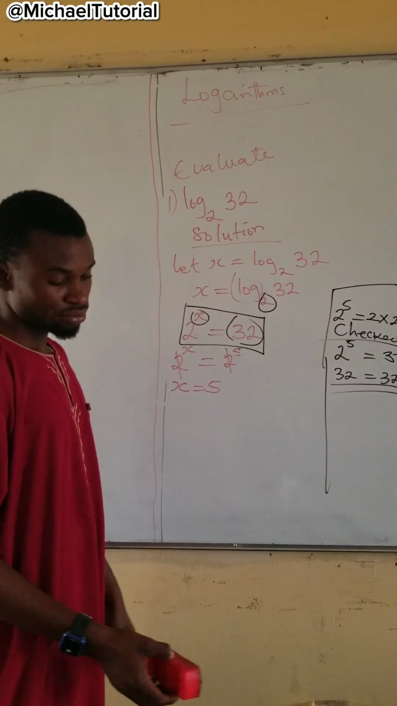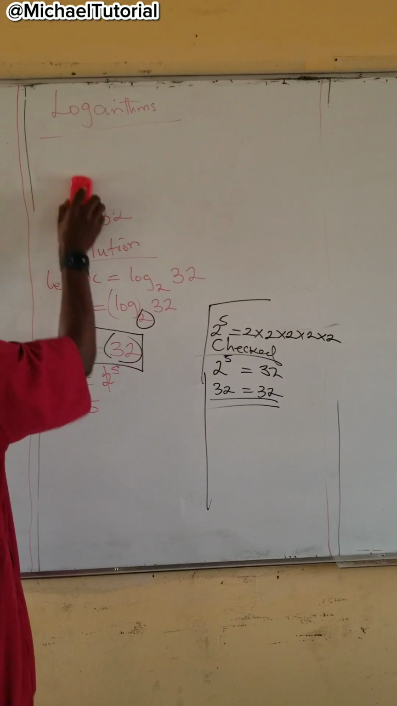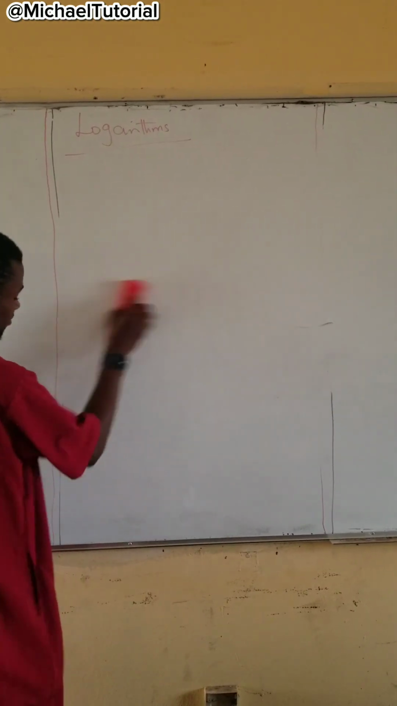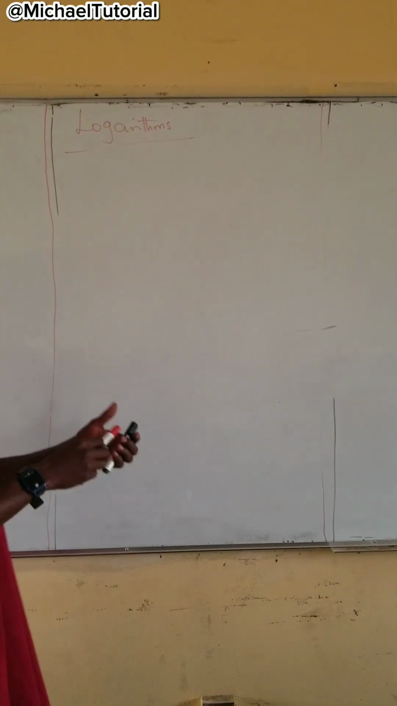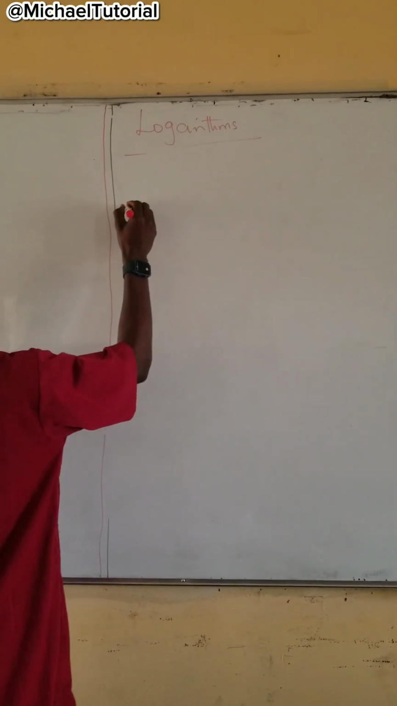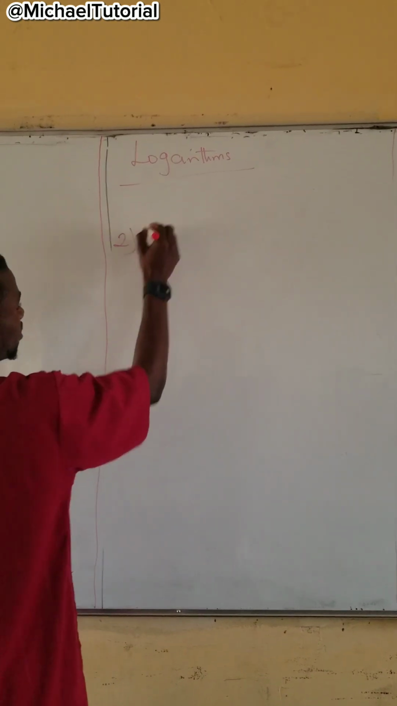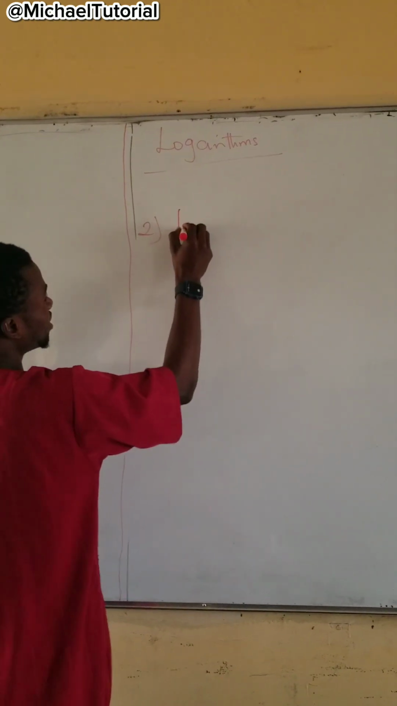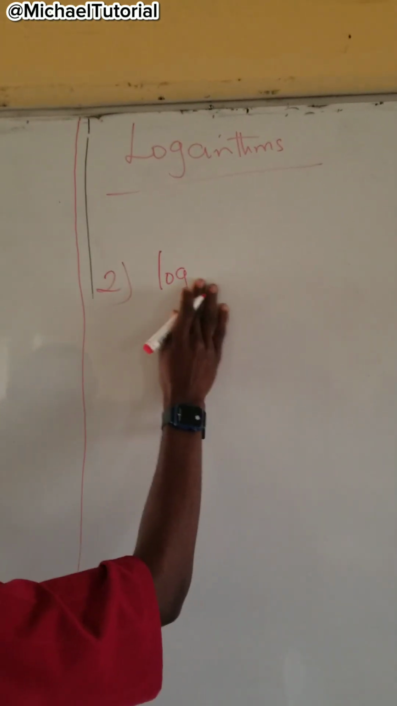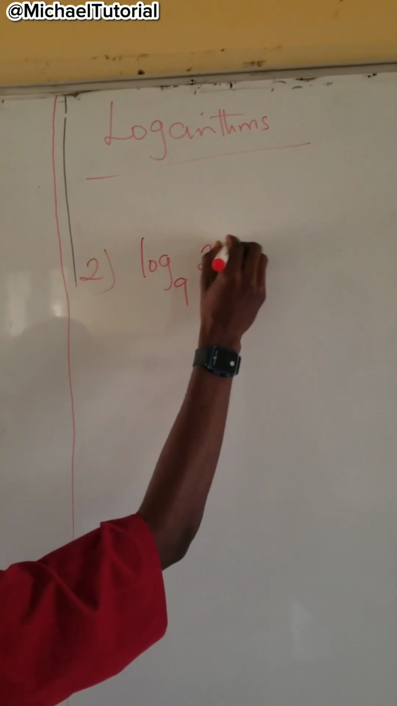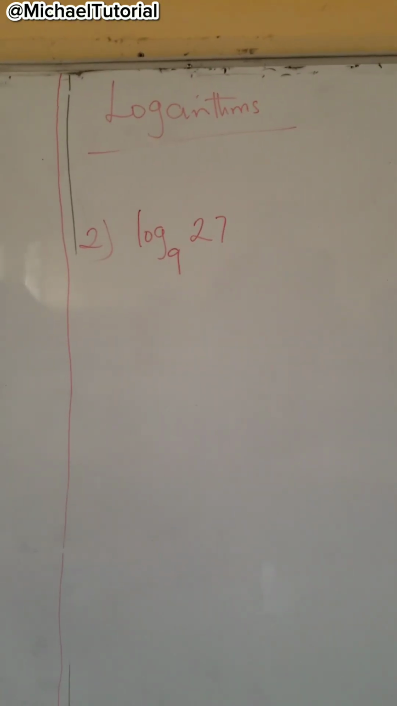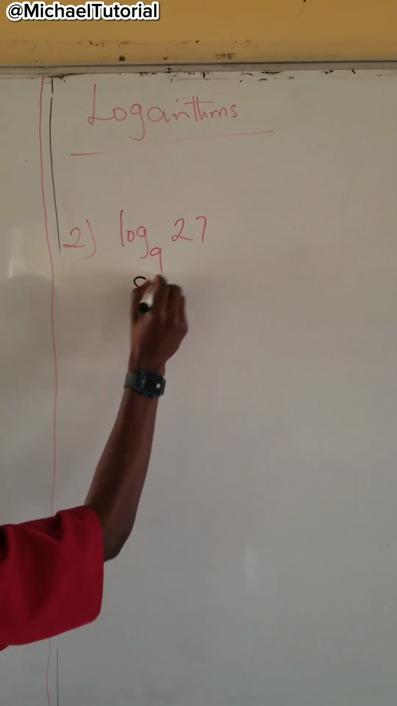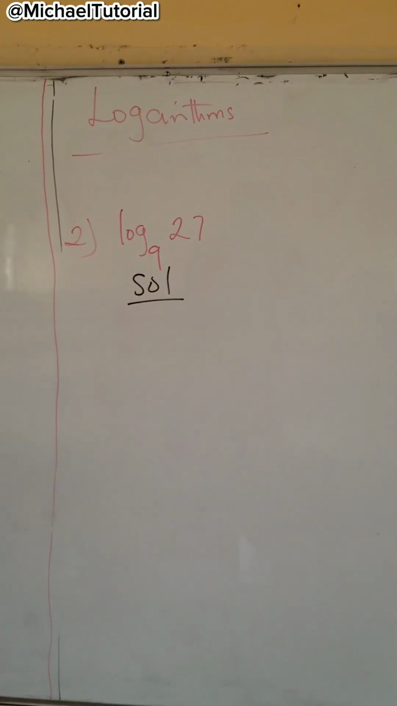Now let us try example 2. Let me clean the board. Okay. Now example 2 says log in base 9 of 27. That is log base 9 of 27. Now a question like this, let us try solving it. Let me use the black marker for this question.